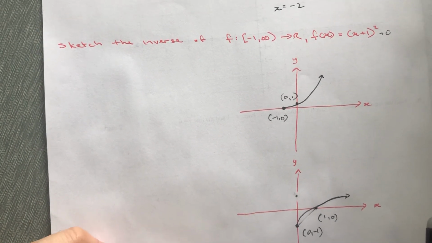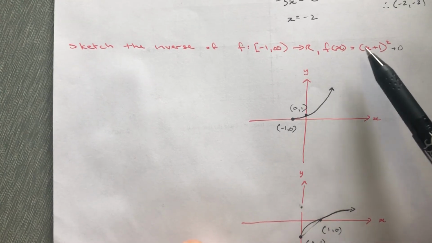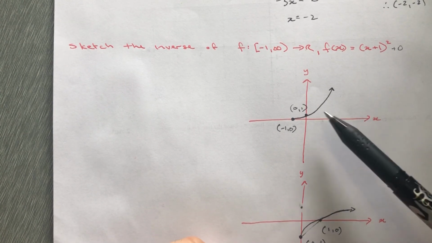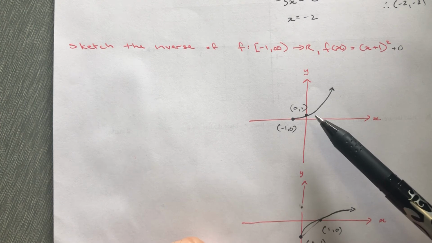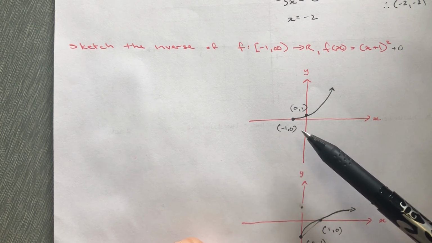Cool, so we pretty much have answered that question, but I'm going to show you how you can do it with the rule as well. So you could find the rule of the inverse of this and then sketch the rule rather than using this graph at all. So I'll really quickly work out what that rule is.